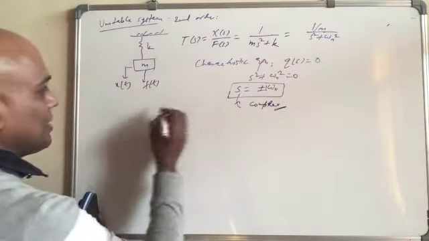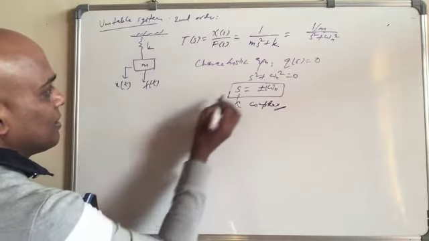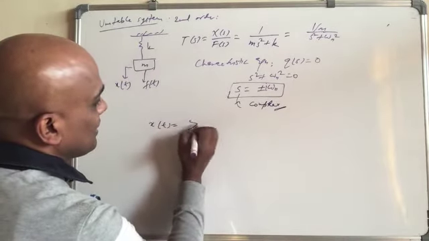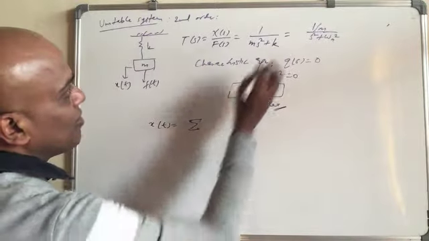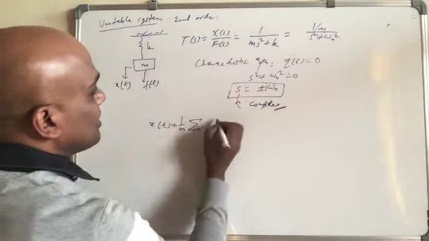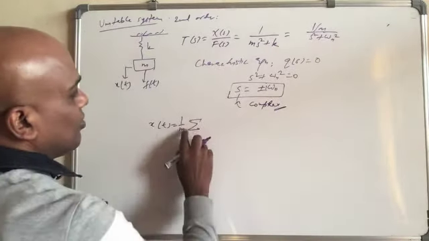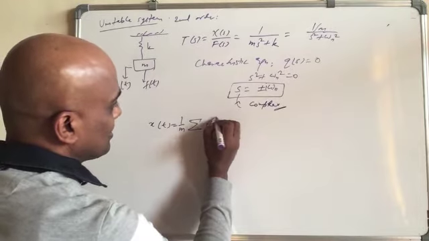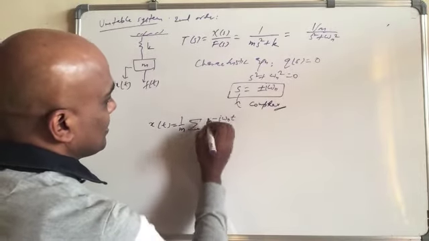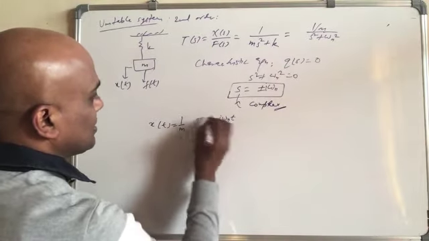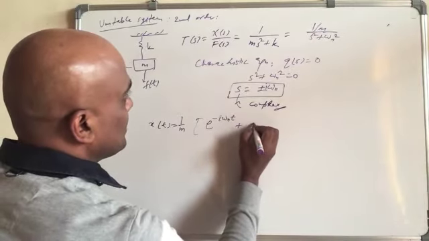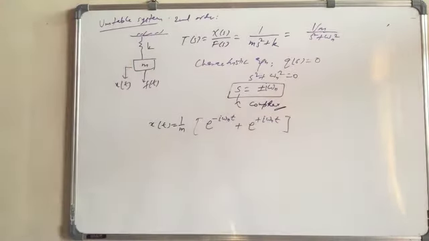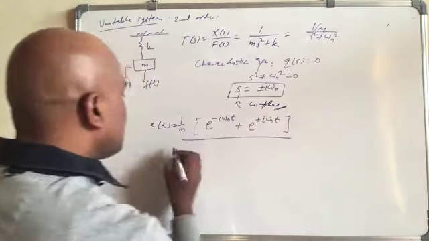And what is the solution? The solution, X(t), will be of the form, as I wrote, 1 over m, and then e to the power minus i omega n t, plus e to the power plus i omega n t. So we write like this. What it tells here is the solution is oscillatory.